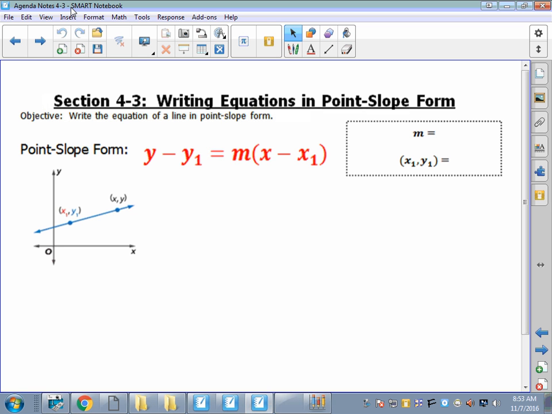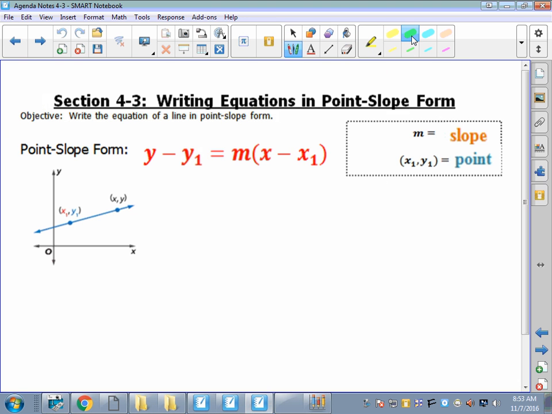So point slope form looks like this. y minus y1 equals m, and then parentheses x minus x1. Notice it's different from slope intercept, y equals mx plus b. And notice there are two things in here. The m still stands for slope and always will. The x1, y1 stands for a point.